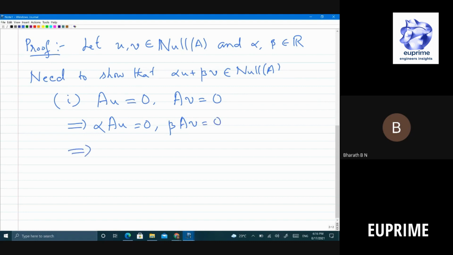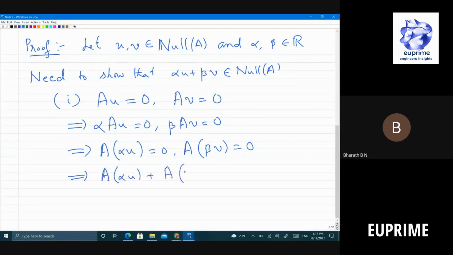Right? So now what does this imply? This implies I can push alpha inside, right? So alpha times u. u is a vector, alpha is a number. I'm just scaling it, still 0, right? A times beta v is also 0, right? What does this imply? If I add them, I should get 0, right? So A times alpha u plus A times beta v is 0. Well, A is a linear transformation, so it's A times alpha u plus beta v equal to 0.